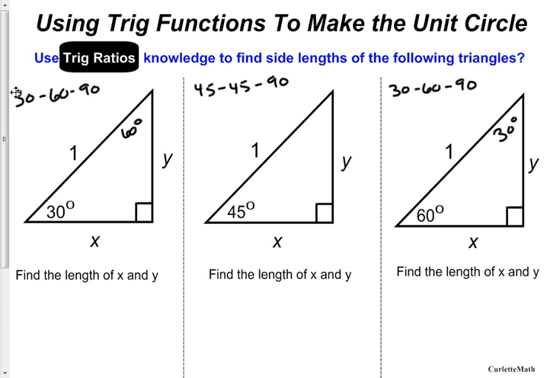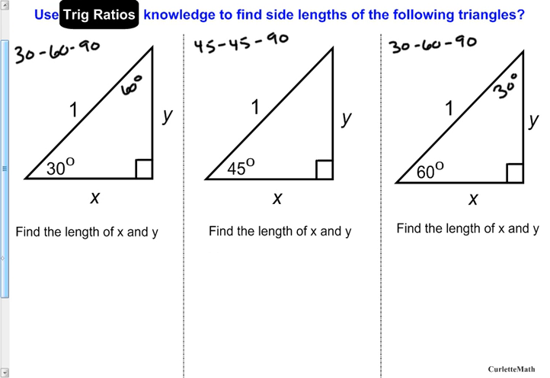Now what we're going to use is our trig ratios. Remember, we're going to find the side lengths. If we find side lengths, we just use the plain old sine, cosine, and tangent. So to find y, we're going to use opposite and hypotenuse. SOH CAH TOA. So if we're using opposite and hypotenuse, that's going to be the sine.